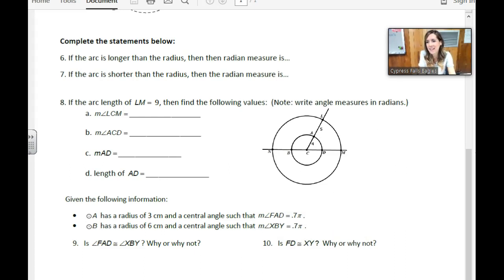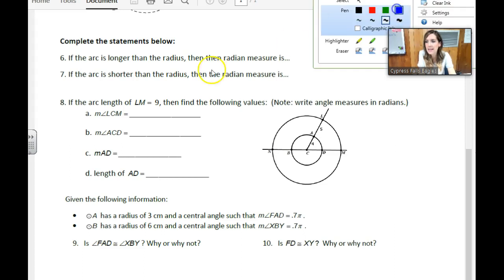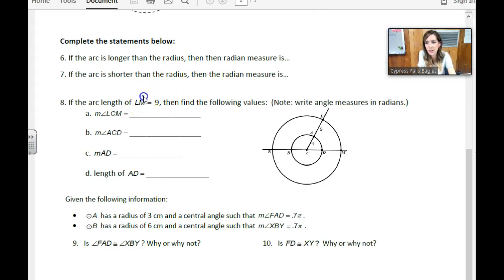All right, so now we're on to number 8. This is a little weird because it says the arc length of LM is 9. We're used to arc length having pi. That doesn't mean there's no pi in that number 9, but it just means this problem, it's not in terms of pi, and that's okay. We usually see pi, but you know what?